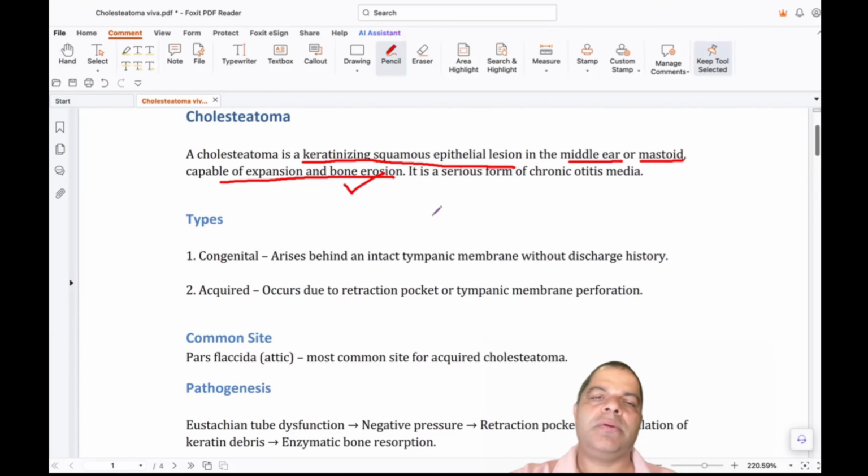If you include this in the definition, there are many points covered. Cholesteatoma is a keratinized squamous epithelial lesion occurring in the middle ear or mastoid bone. It has an eroding property and is capable of expansion. You include this much in the definition.